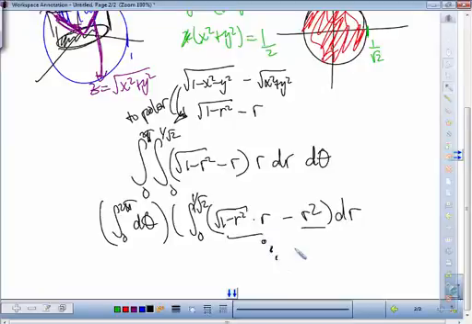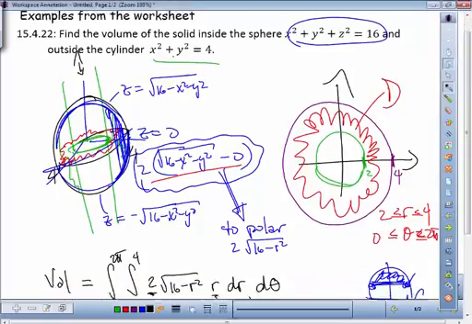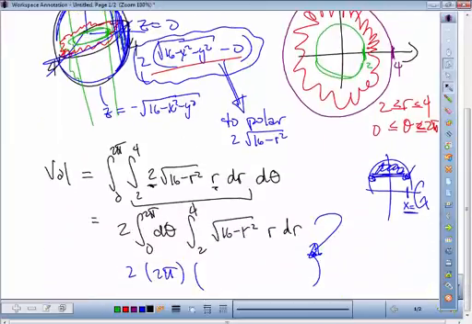Okay? Any questions? Yeah, we did it. Well, we decided to cut it in half and just say we'll just double it. And so we just integrated the top part.